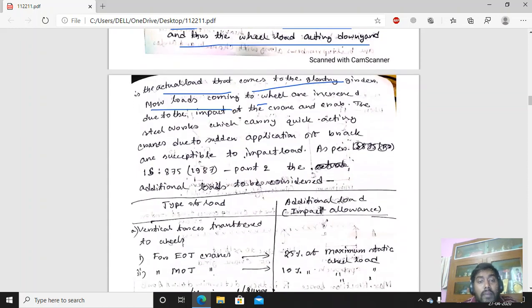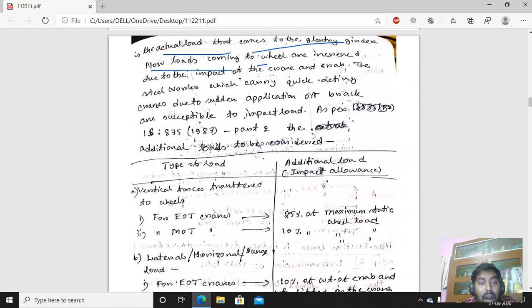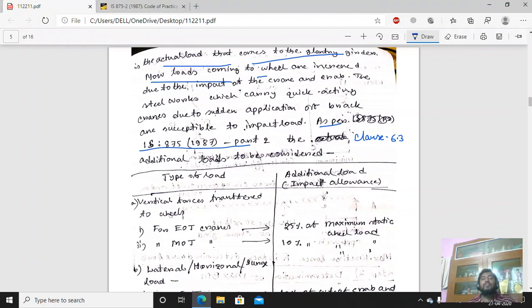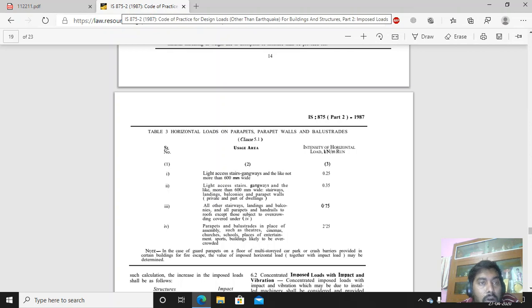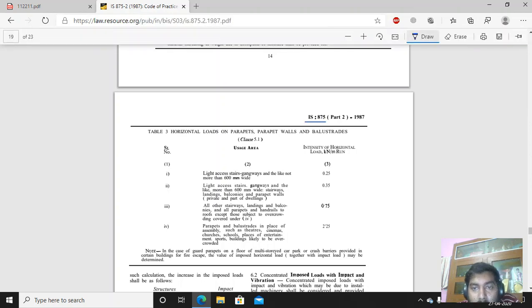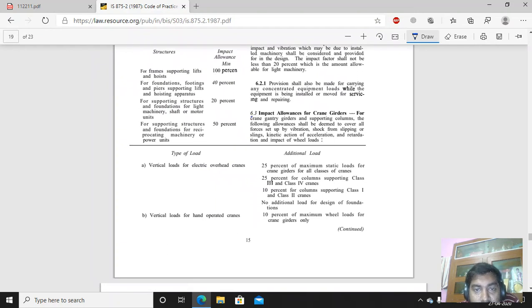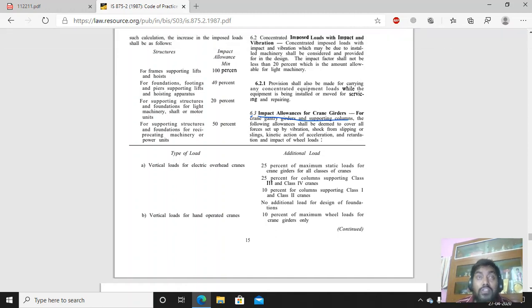So how is the impact load determined? As per IS 875 1987 part 2 clause 6.3. Let us come to the clause. So this is IS 875 part 2 that you can see. Here clause number 6.3 says impact allowance for the crane girder. That means how much impact allowance we have to consider when we are determining the load for the crane girders.